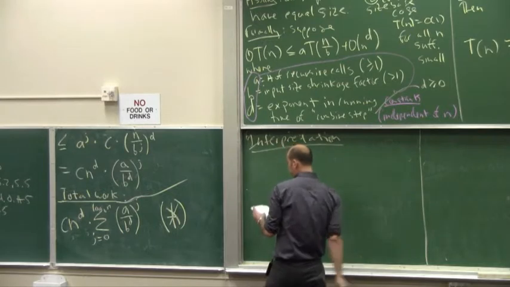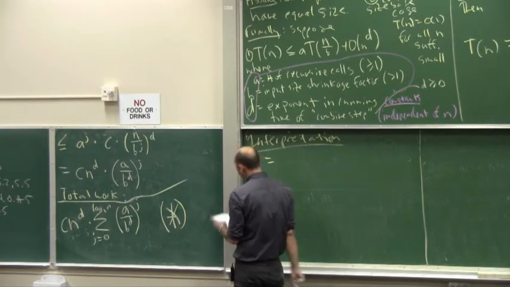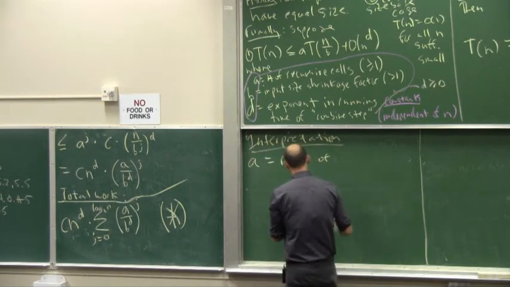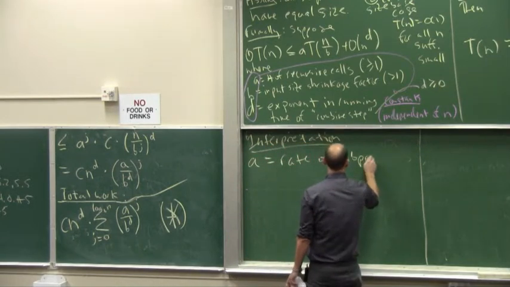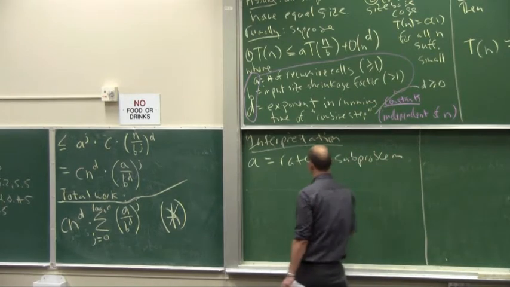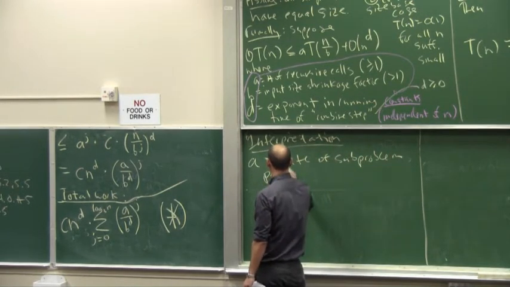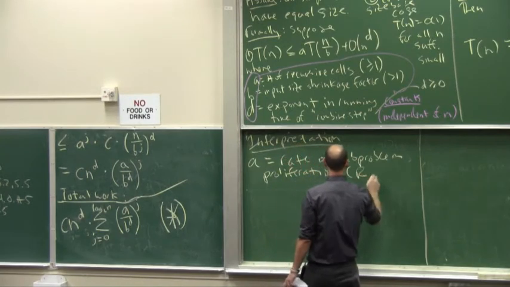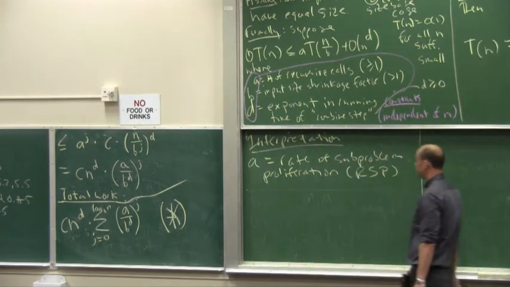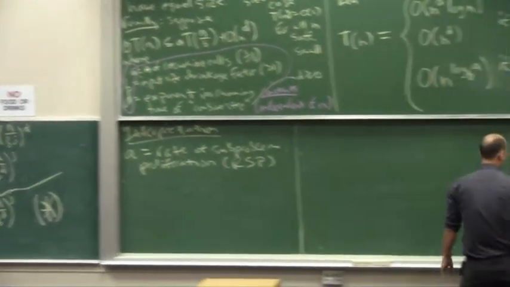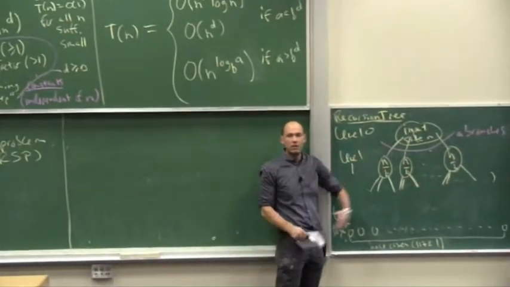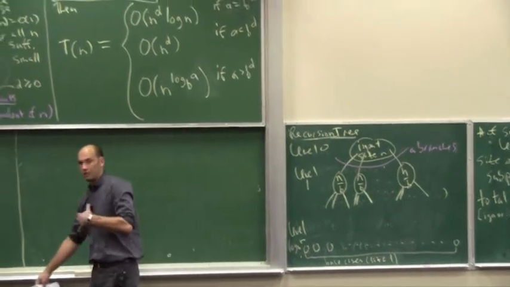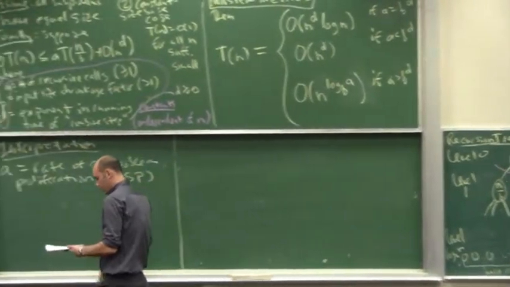So, interpretation. A, if you think about it, is exactly the rate at which subproblems proliferate. So let's call it the rate of subproblem proliferation. Just look at the recursion tree: every time you go down a level, there's a factor of A blow-up in the number of subproblems. So that's working against us. That makes us nervous.